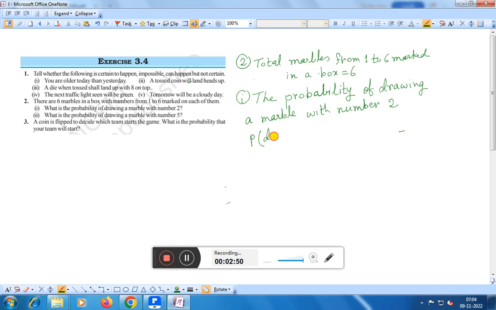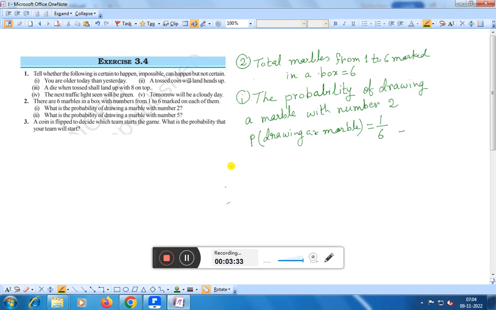The probability of drawing a marble with number 2 is equal to 1 by 6. Why? Because there are 6 marbles from mark 1 to 6. Therefore, the probability of drawing a marble with number 2 is only one chance out of 6 chances. Therefore, the probability will be 1 by 6.